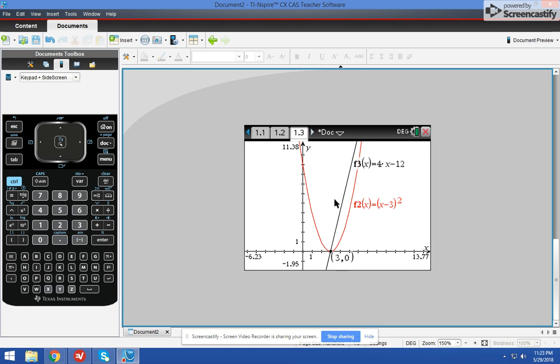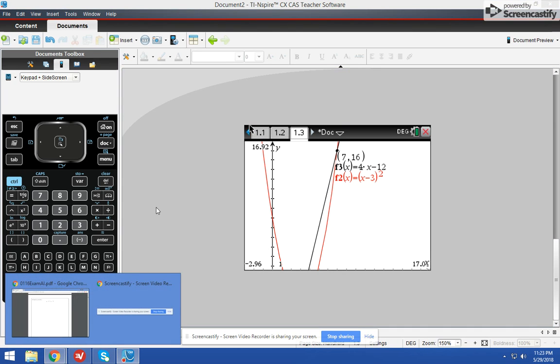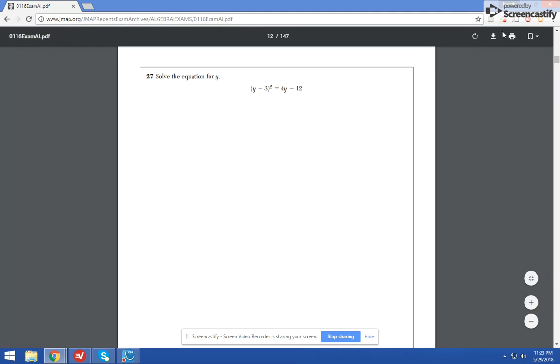and that will get you all of your answers. So if I scroll down, I touch at 3, and I touch at 7 again. So both ways to go can give you the answer, and because it doesn't say algebraically, both of them are fine.